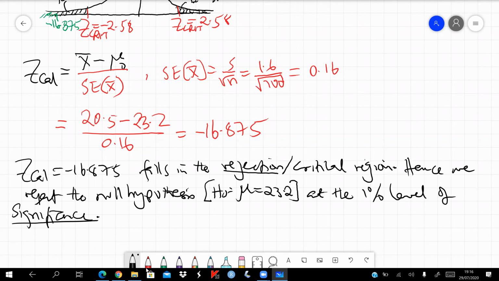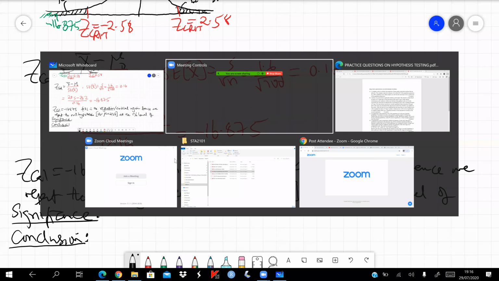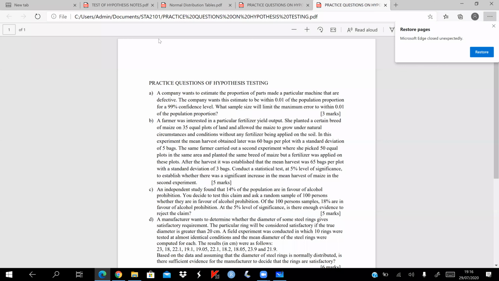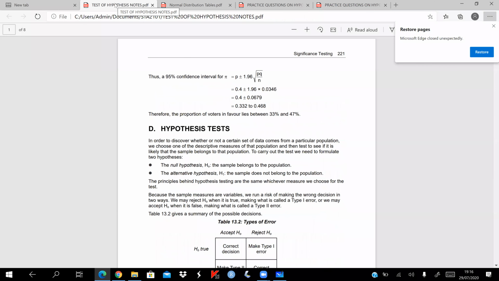But that's not your conclusion. Actually, that was not our objective. We were just using a statistical approach to arrive at that point. We need to answer the question. There is a question that we are trying to answer here. So what is our conclusion, or what's our decision? Let's revisit the question. It's always good that you check the question, because whatever you say must be directly answering the question.